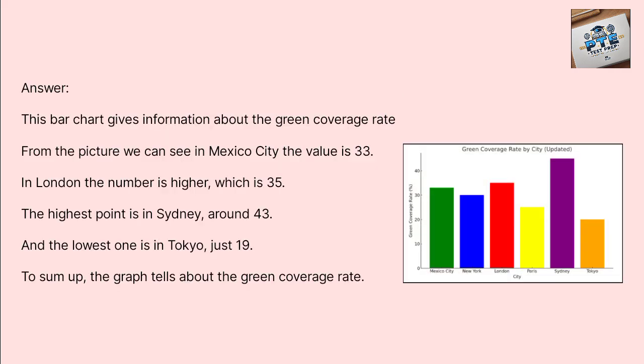This bar chart gives information about the green coverage rate. From the picture we can see in Mexico City, the value is 33. In London, the number is higher, which is 35.